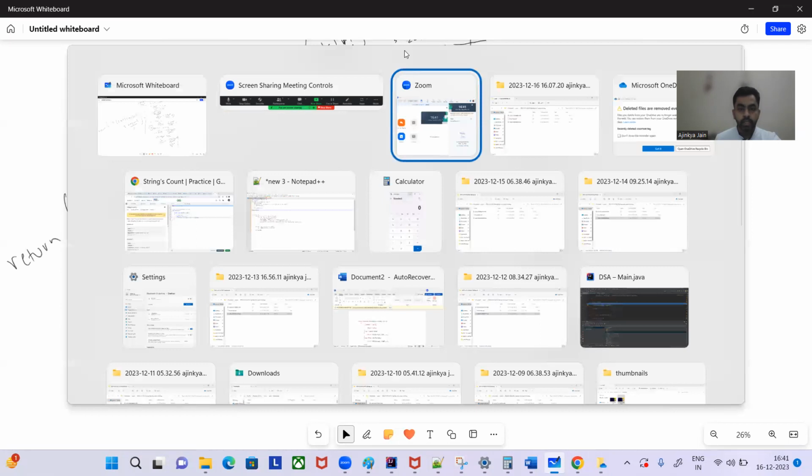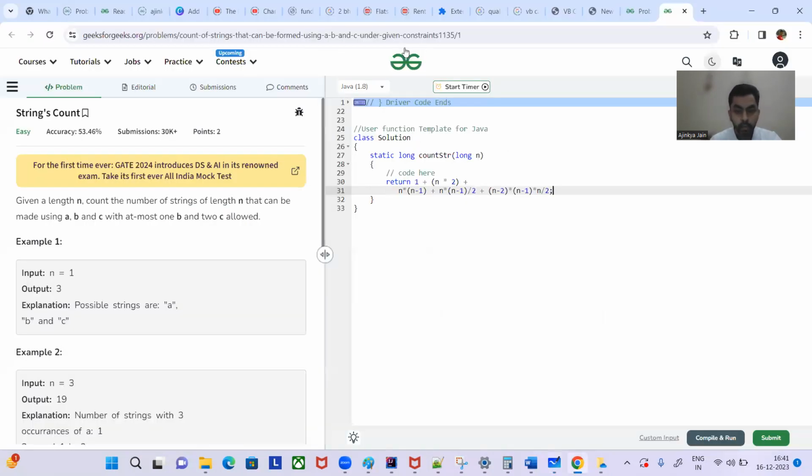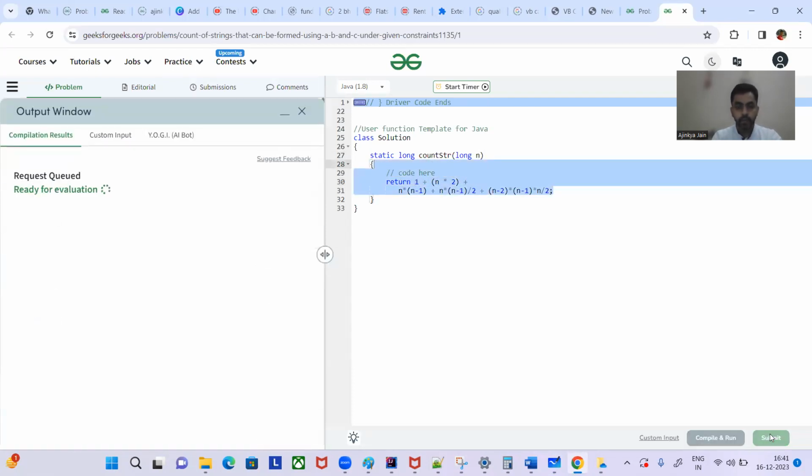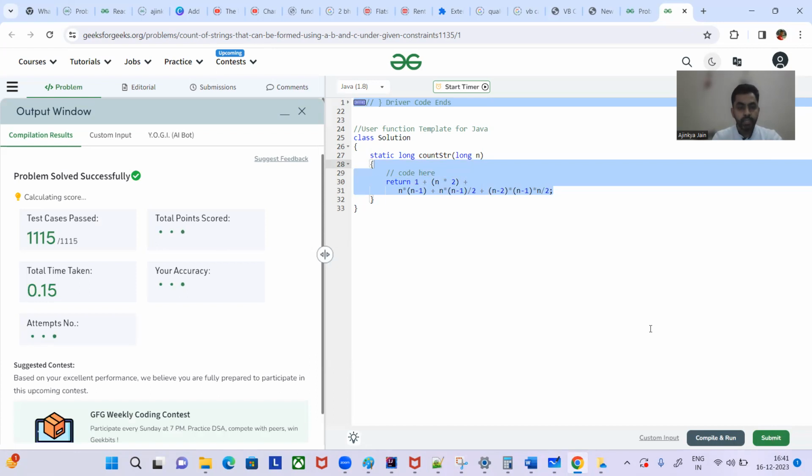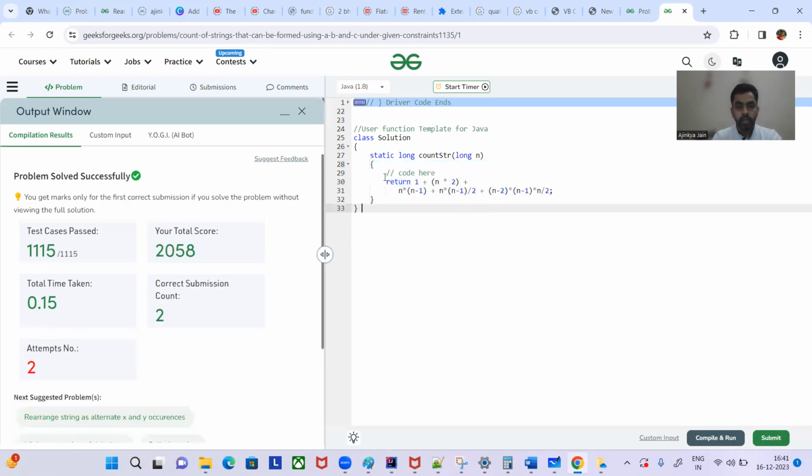So let's quickly see. Here it is, I have already implemented this. As I said, we have derived the formula, so let's submit. Yes, it is accepted. It also adheres to the time complexity of O(1) and space complexity as well. We have not taken any extra space.